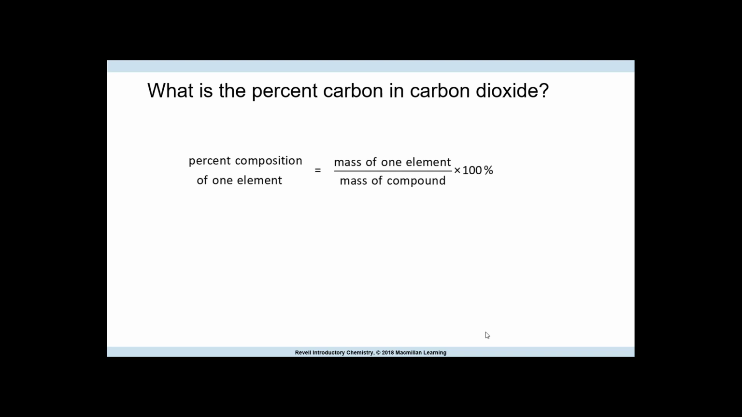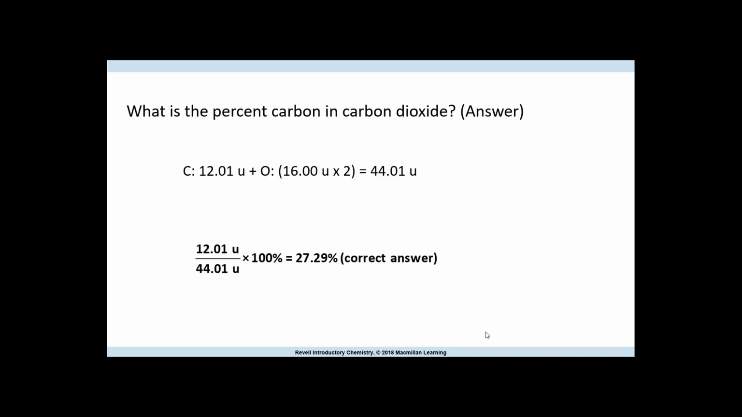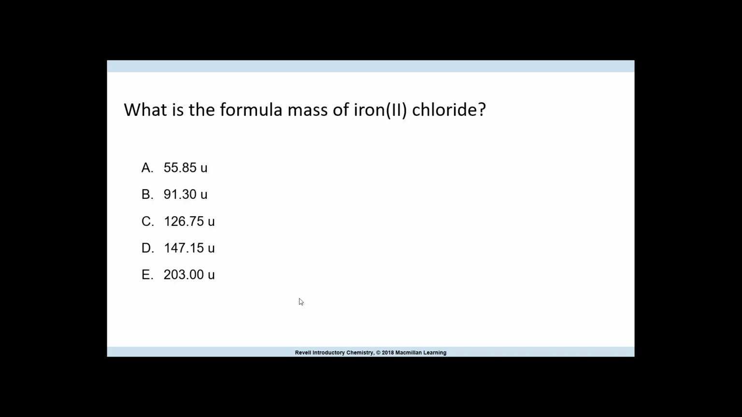What is the percent of carbon in carbon dioxide? So in this case, we know that we're dealing with CO2. So we have 1 carbon, but we have 2 oxygens. With the carbon, we have 12.01. The total mass of this compound is 44.01, times 100. And the percent of carbon in this compound is 27.29%.